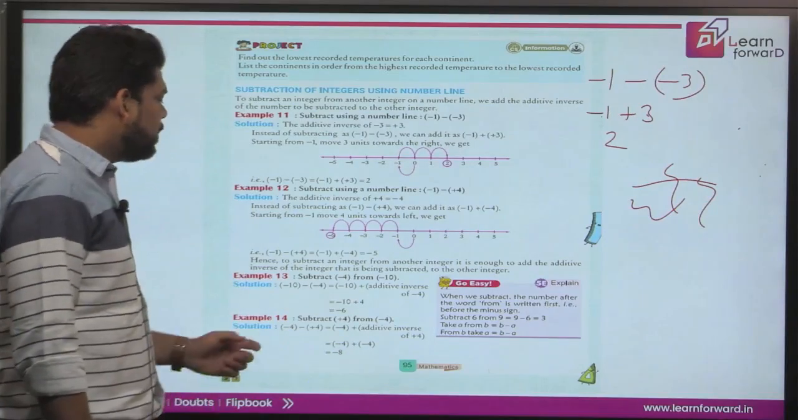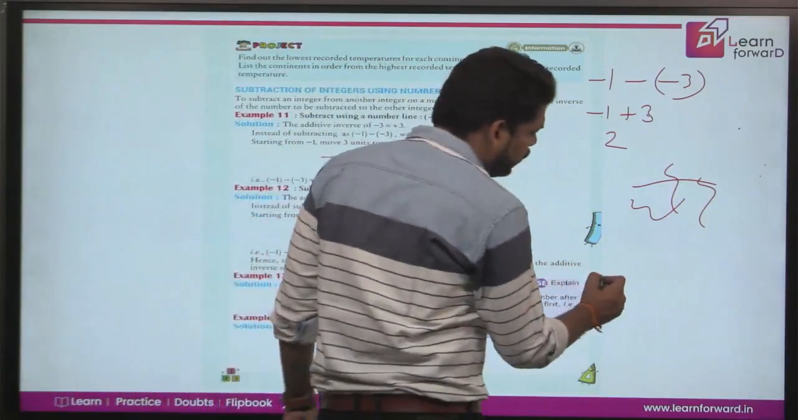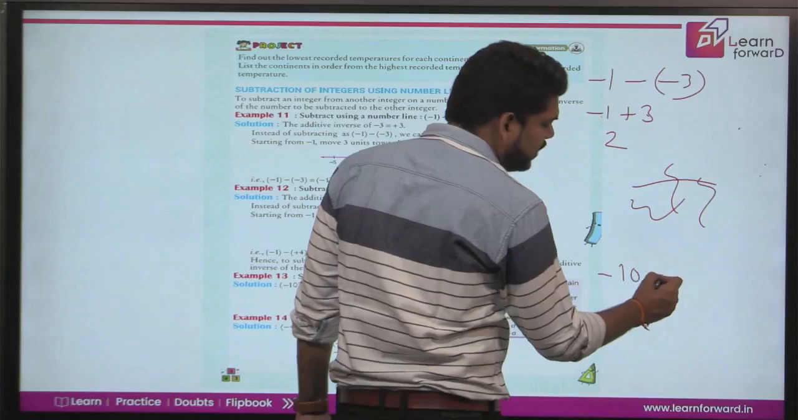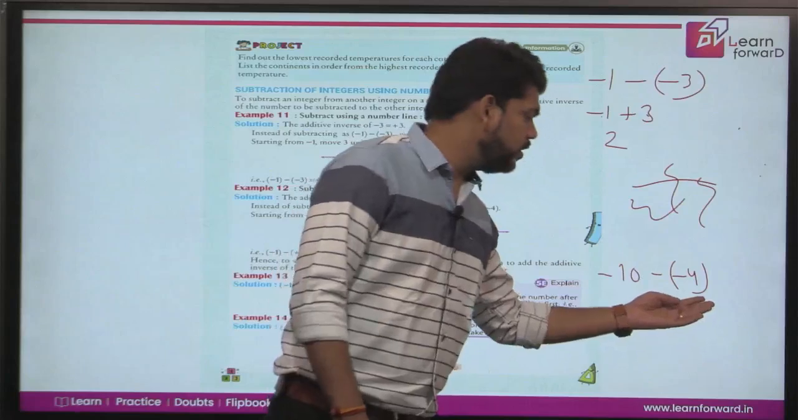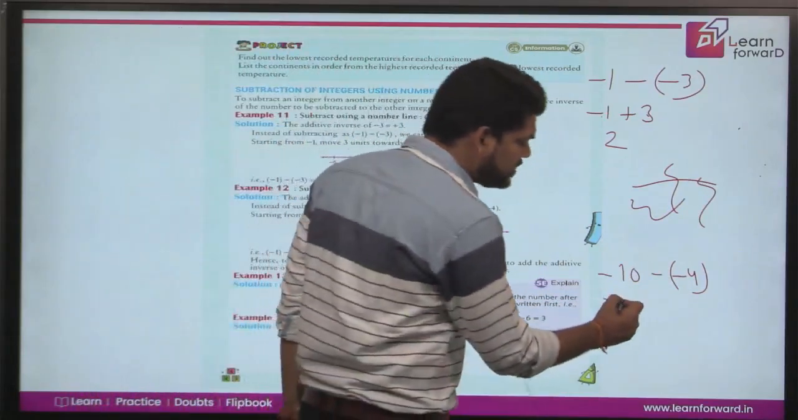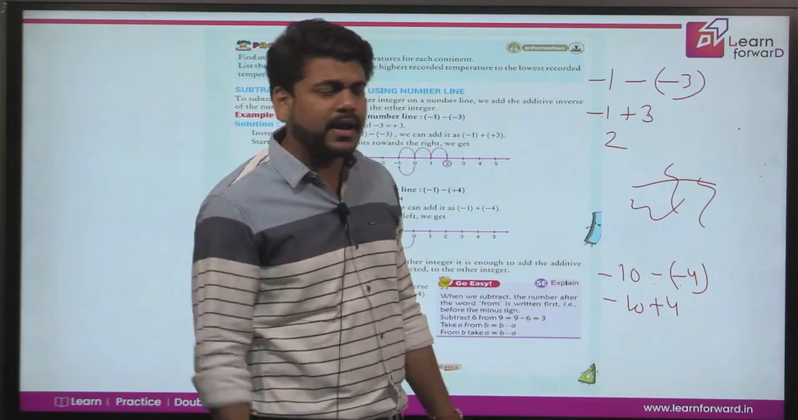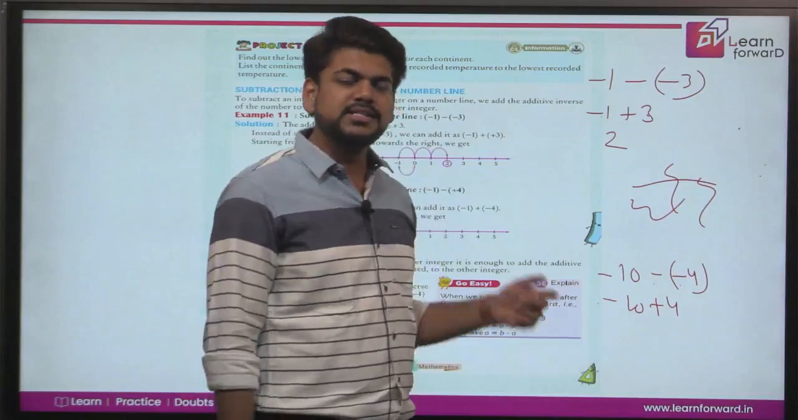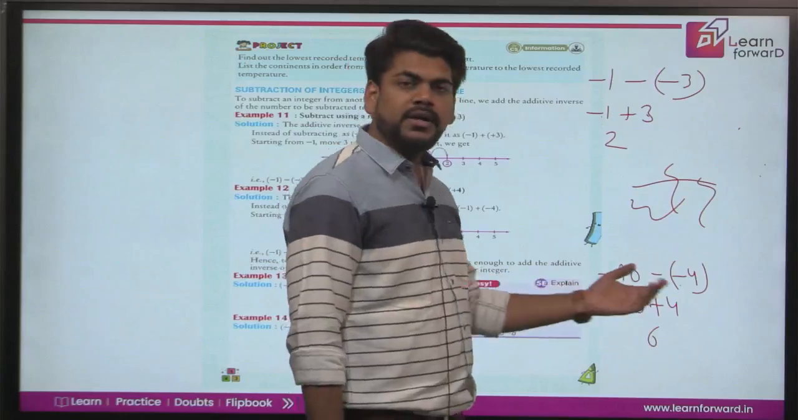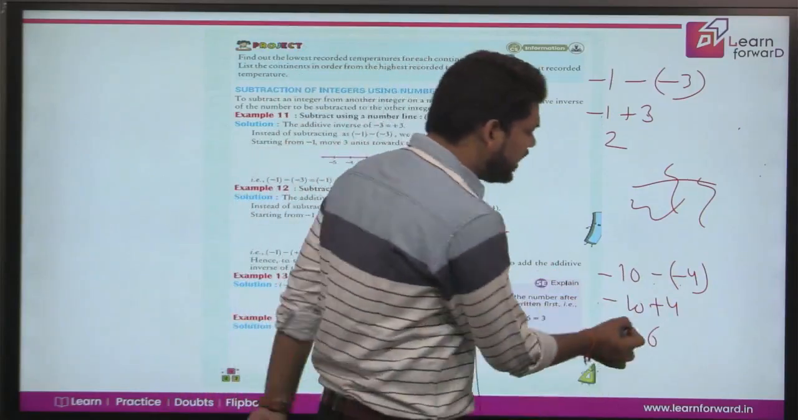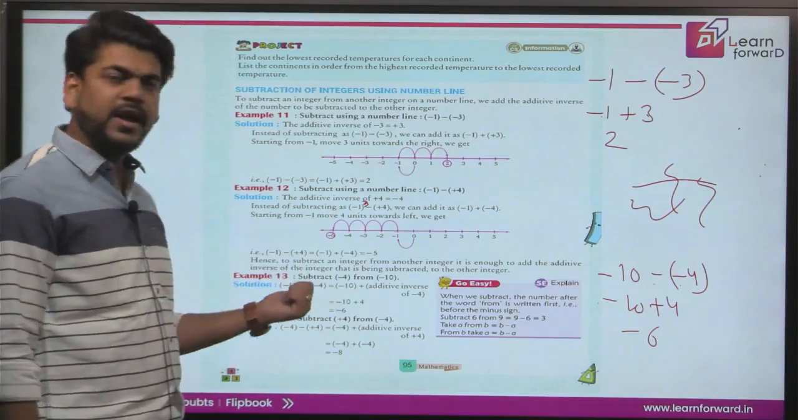Example 13, subtract minus 4 from minus 10. That means we need to subtract minus 4 from minus 10. Minus 10, subtract which number? Minus 4. We need to subtract minus 4 from minus 10. Now minus 10, minus minus, plus, because I want to open the bracket. Now calculate. Plus minus, minus. 10 minus 4. Answer is 6. Sign of greater number. 10 is greater or 4? 10. 10 is negative. So answer will also be negative. Answer is minus 6. Fine.